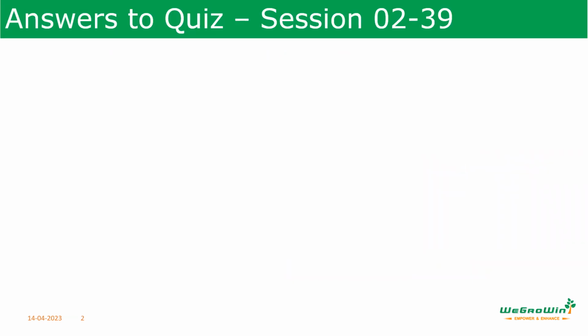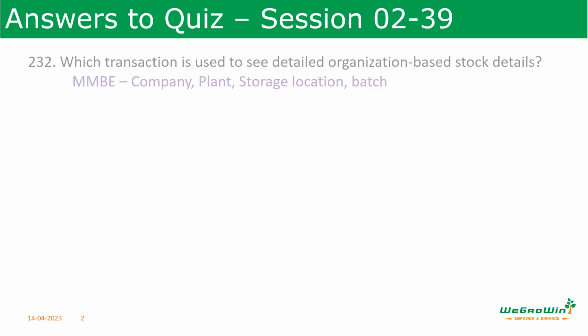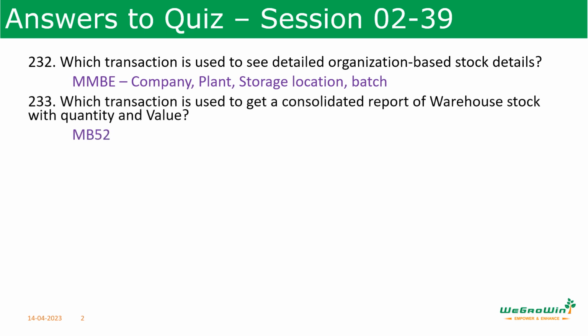Before going to the session, let us review the answers for the quiz from the last session. Which transaction is used to see detailed organization-based stock details? MMBE. In this transaction, we can see the stock company-wise, plant-wise, storage location, and batch level. Up to this level, we can see. Which transaction is used to get a consolidated report of warehouse stock with quantity and value? MB52. Here we can see the total warehouse stock with quantity and value.